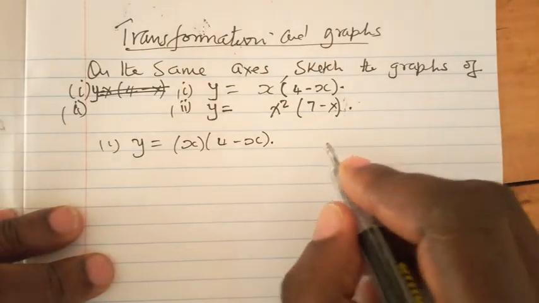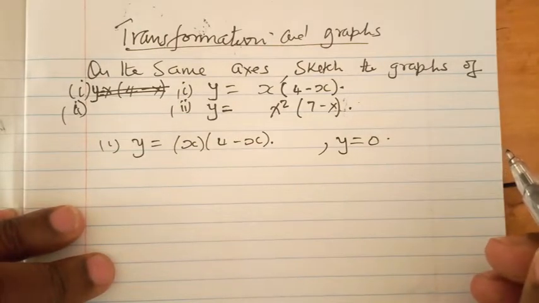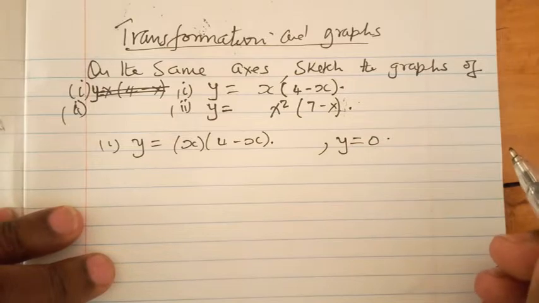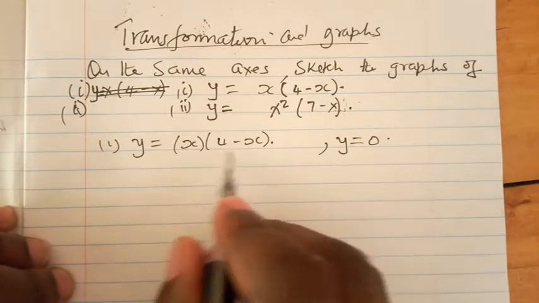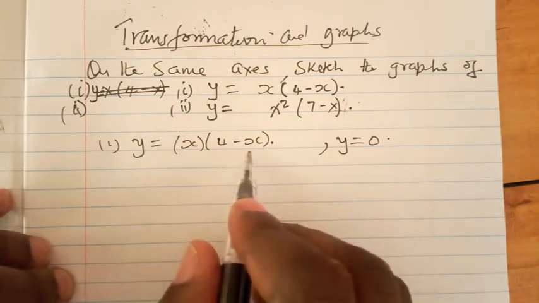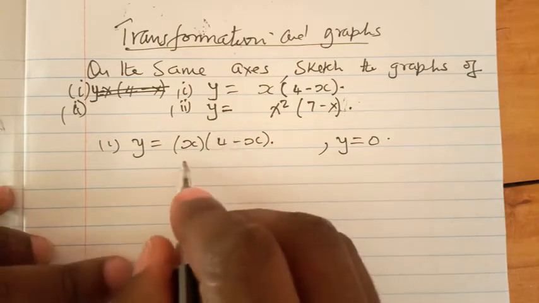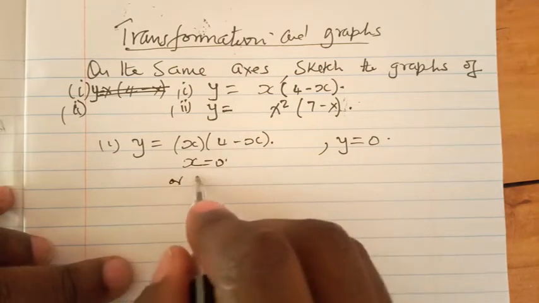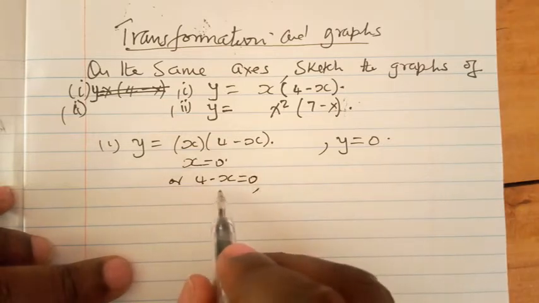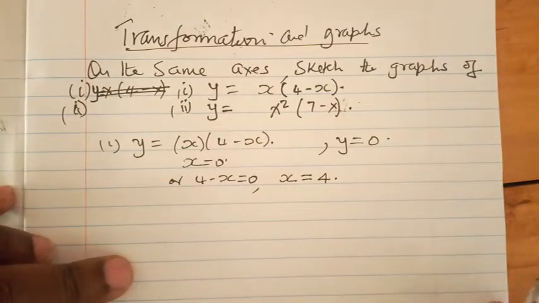And if you are to solve the equation y = 0, whereby we need to get the critical values, or rather the x-axis intercepts, we would take each of these brackets to be equal to 0, because when we have two brackets multiplied and the product is 0, then it follows that one of the brackets is 0. So we could have x = 0 or 4 - x = 0, and if this is true, then x = 4. So those are the critical values before we even come to the nature of the graph.